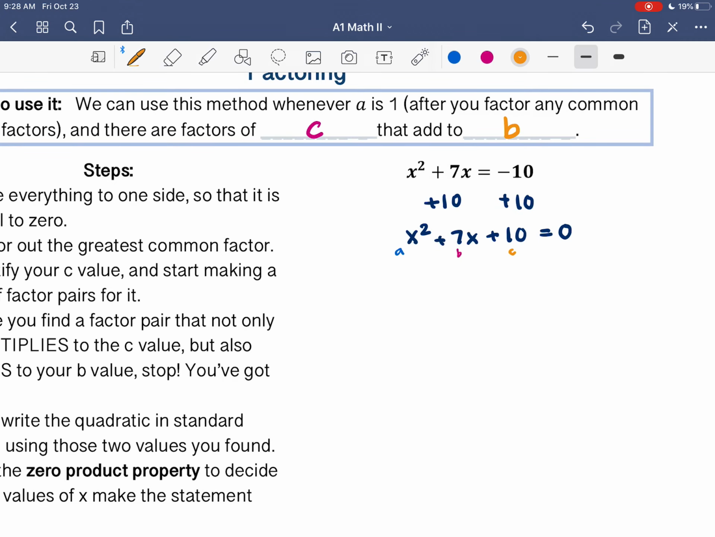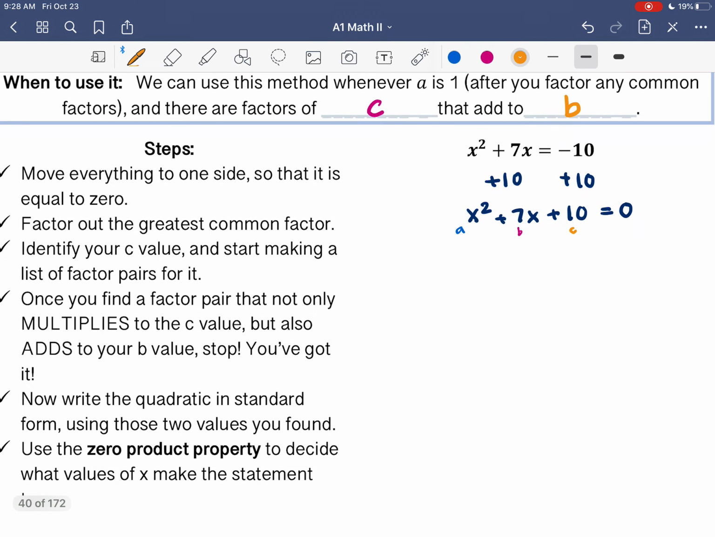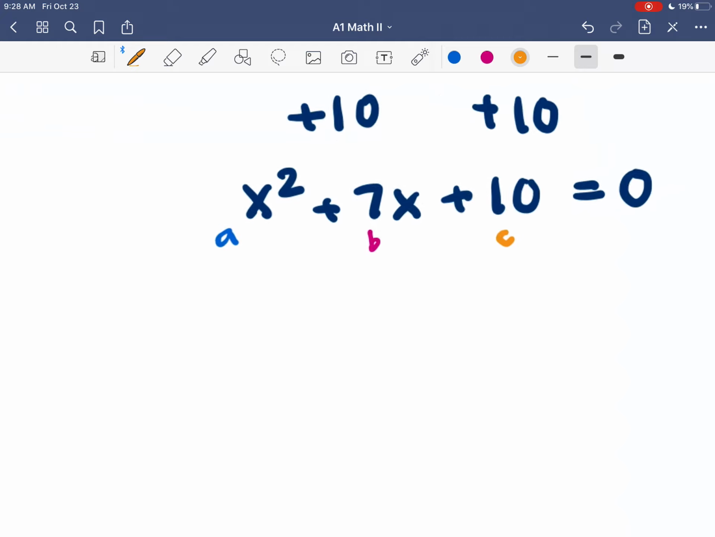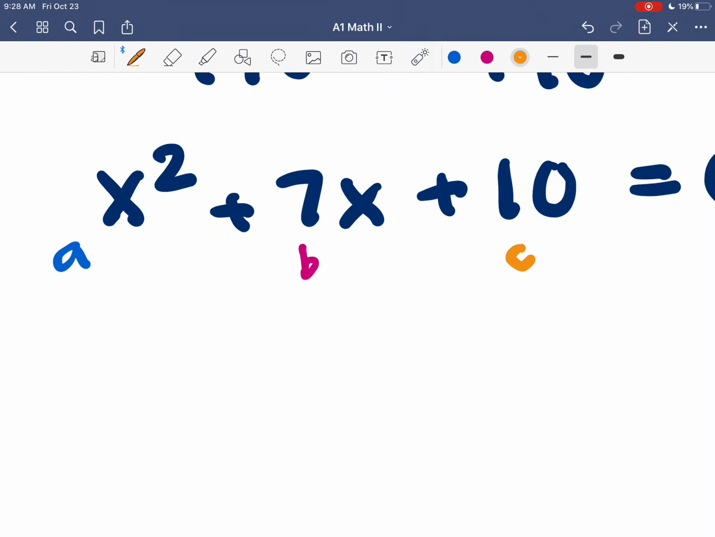Okay, so we have everything moved over to one side, it's equal to 0. Then it says factor out the greatest common factor. I want you to notice here that only 2 of my terms have x's. We have a constant, so we can't take out an x. The coefficients here are 1, 7, and 10, which also have nothing in common.